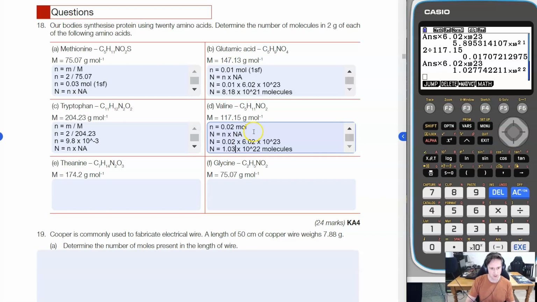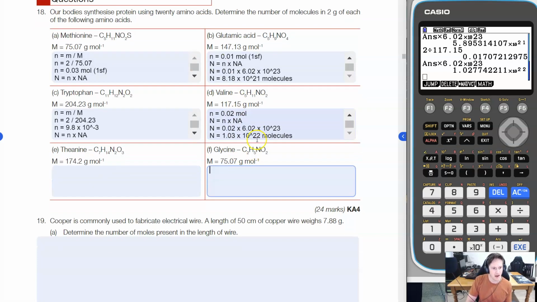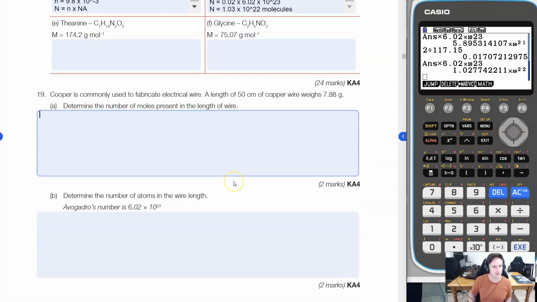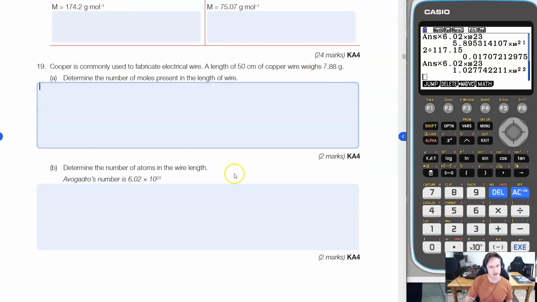times 10 to the 22 molecules. So I won't do the last two because it's the exact same thing, but hopefully that makes sense here. So copper is used to fabricate electrical wire. A length of 50 centimeters of copper wire weighs 7.88 grams. Determine the number of moles present in the length of wire.